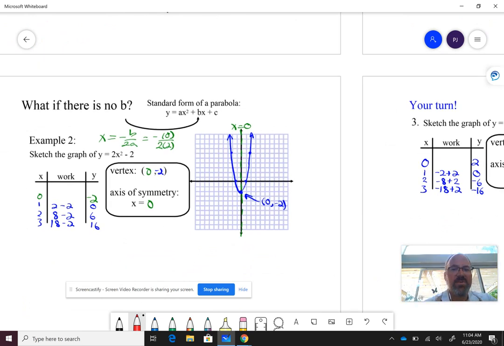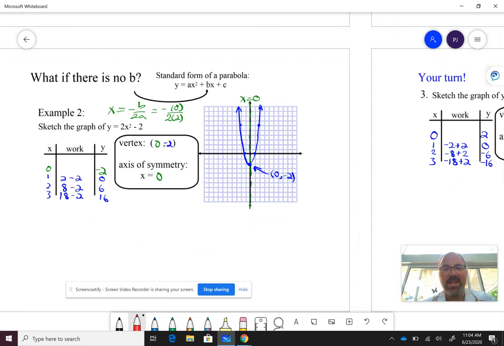What if there's no b value? Well, that's okay. It actually makes the problem really easy. If there is no b value, you're still going to label your a, b, and c values, but don't mess it up when you're doing that. That's what tends to happen to some people. They tend to mess up where they're putting what they label as the a, b, and c.